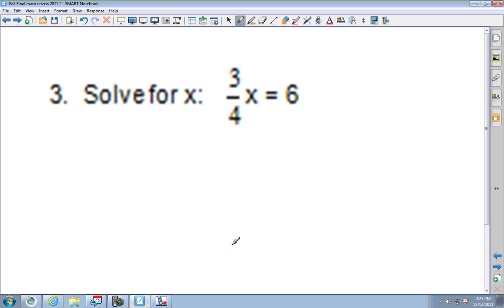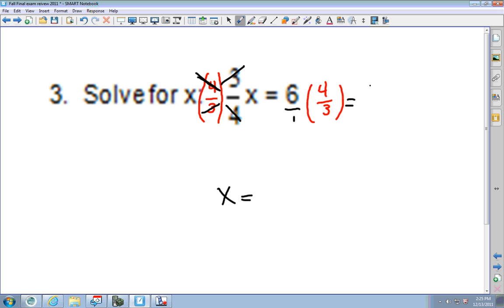Next, solve for x. Well, one way you can do this is you're going to multiply by the reciprocal. And so that means you're going to flip it over. And what you do to one side, you have to do to the other. Now, by flipping it over, you can cross out the 4's and the 3's cross each other out. You get x equals. Now, right here, I will multiply across the top. I get 6 times 4 is 24. 1 times 3 is 3. 24 divided by 3 is 8. Your answer is 8.